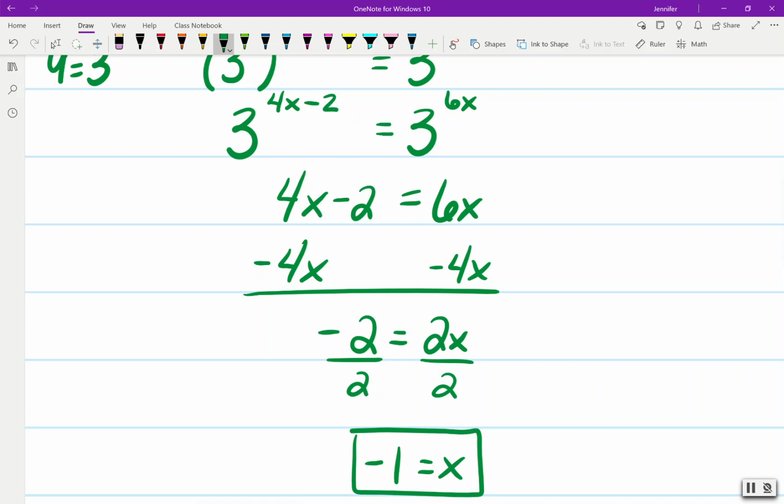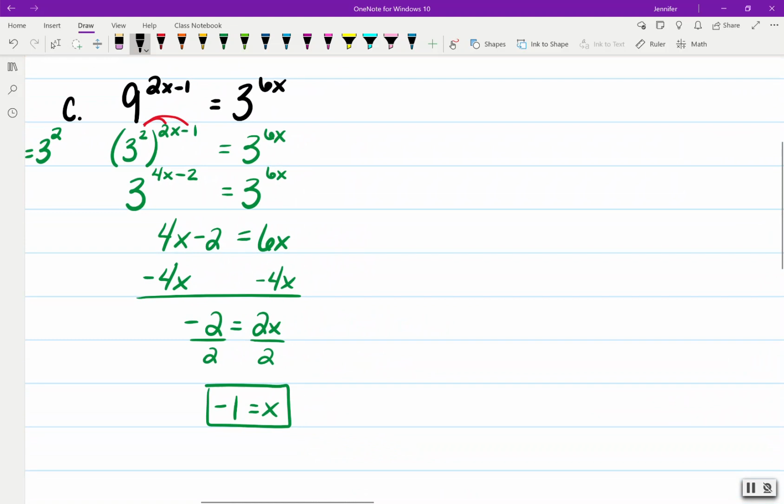So we should get x equals -1. Okay, let's do another one. We'll call this example D. In example D, we have 5 to the power of 5x is equal to 125 to the power of x plus 2.